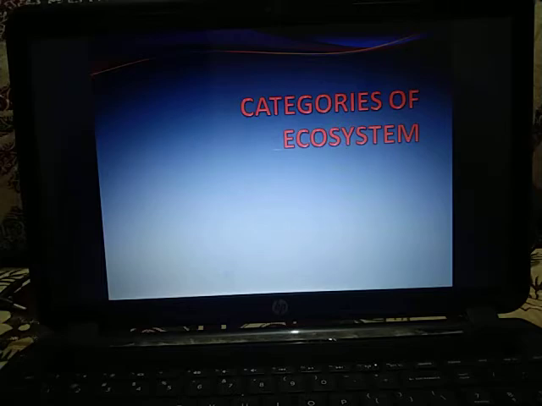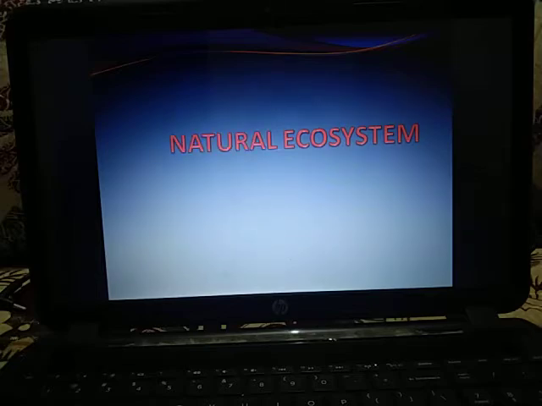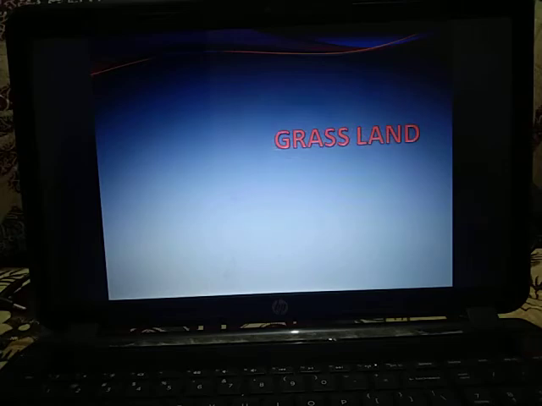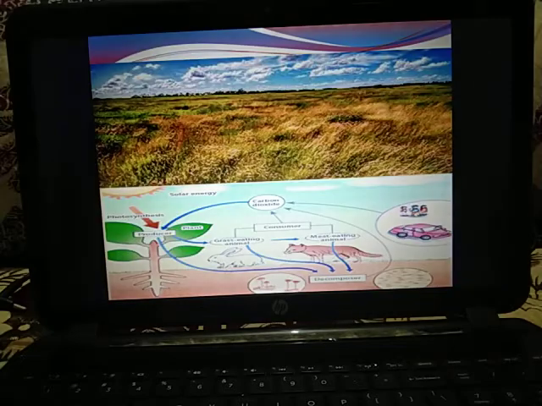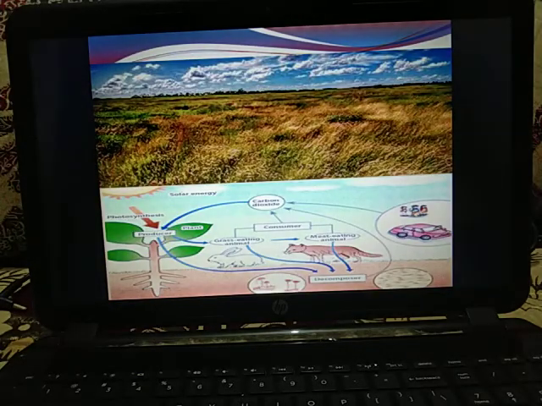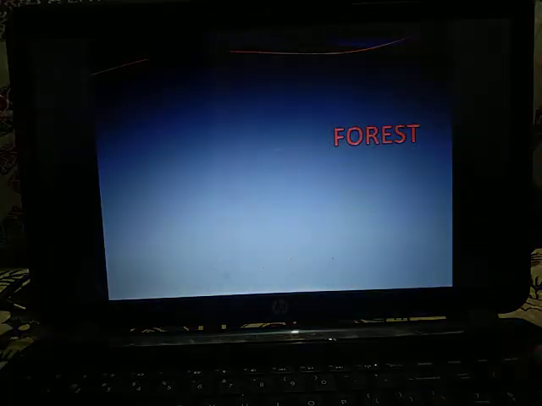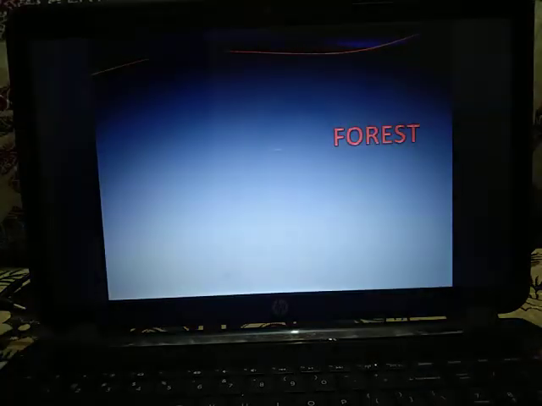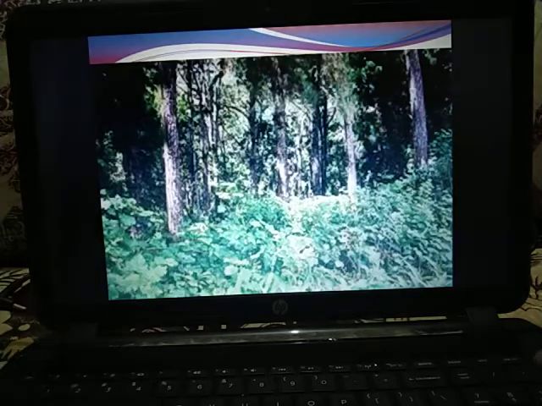Okay, so ecosystem we can have in two broad categories. One is natural and another is artificial. So natural ecosystem includes grassland. Okay, in grassland you can see the picture. Another example of the natural ecosystem is forest. Okay, so you can see the forest also.